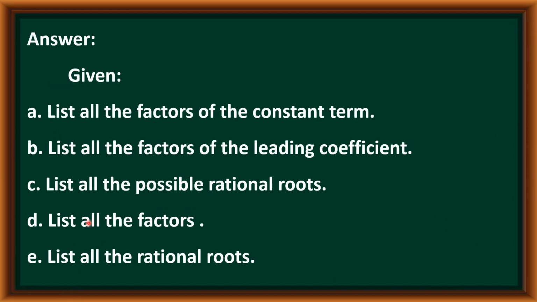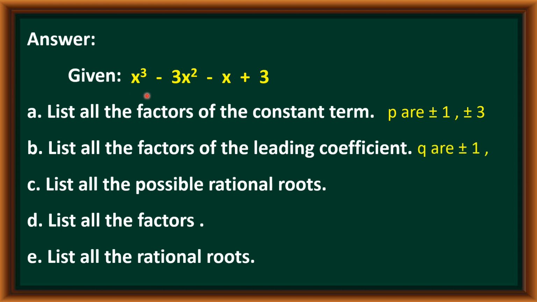Now, for the answer, given this equation, the factors of the constant term are, so ano yung mga numbers na pwede i-multiply para maging 3? We have positive and negative 1 and positive and negative 3. For the factors of the leading coefficient, yung ating q, which is 1, ang q naman natin ay positive and negative 1. Now, to list all the possible rational roots, divide lang natin yan. 1 over 1 is 1, and 3 over 1 is 3.